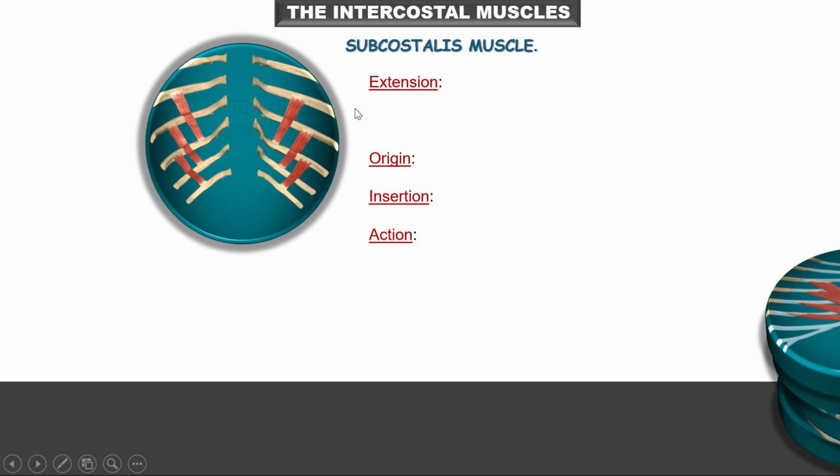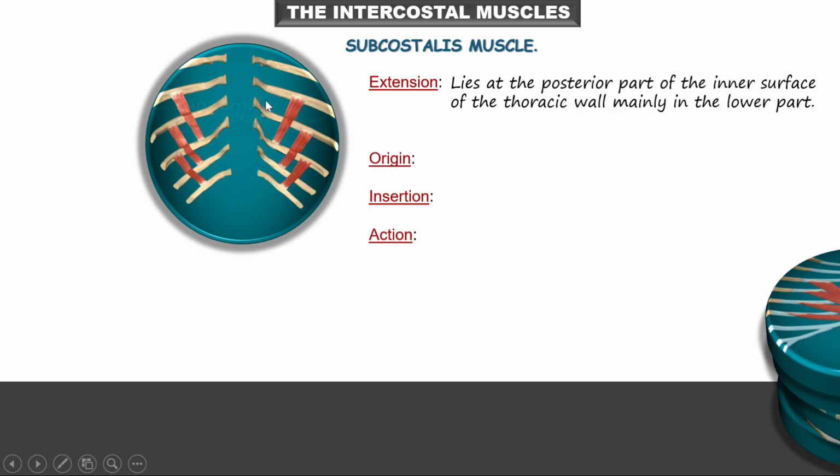So what is the extent of this muscle? This muscle lies in the posterior part, like I mentioned, and on the inner surface of the thoracic wall, mainly in the lower part. We can see these are the last two ribs. So it is lying in the lower part of the chest wall. And the origin is, it comes from the inner surfaces of the last ribs. That is rib 12, rib 11, and rib 10. So it comes from the inner surfaces and then inserts upwards.